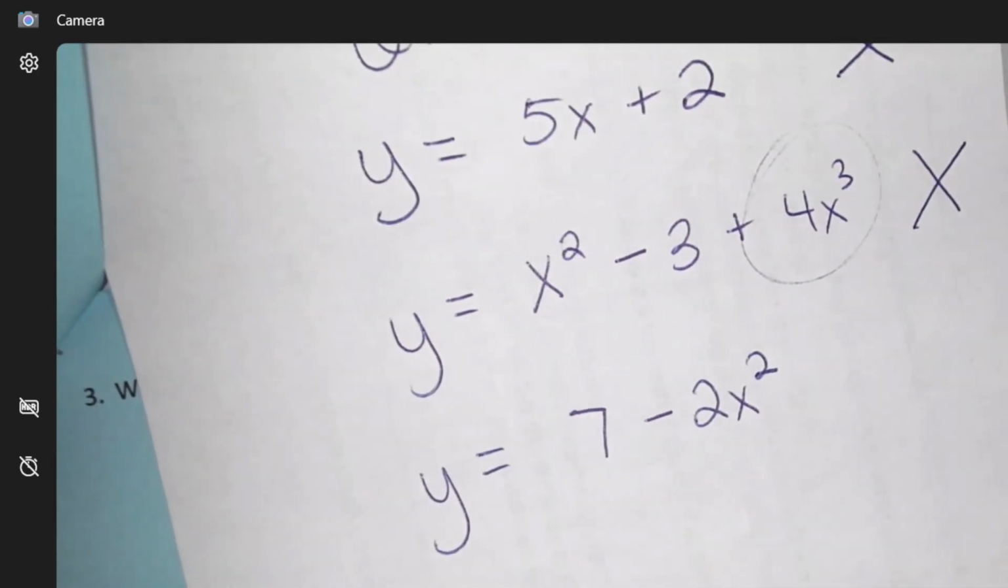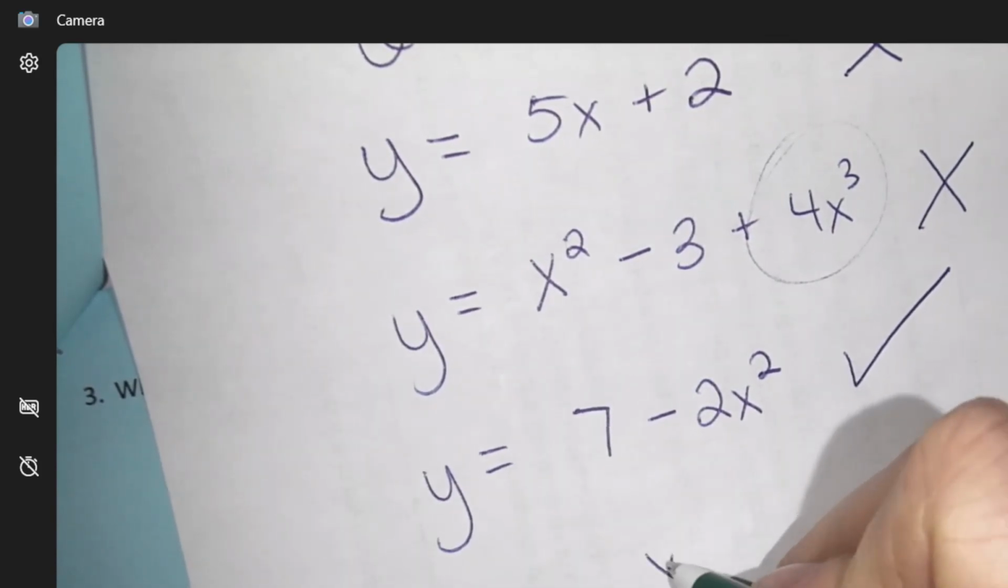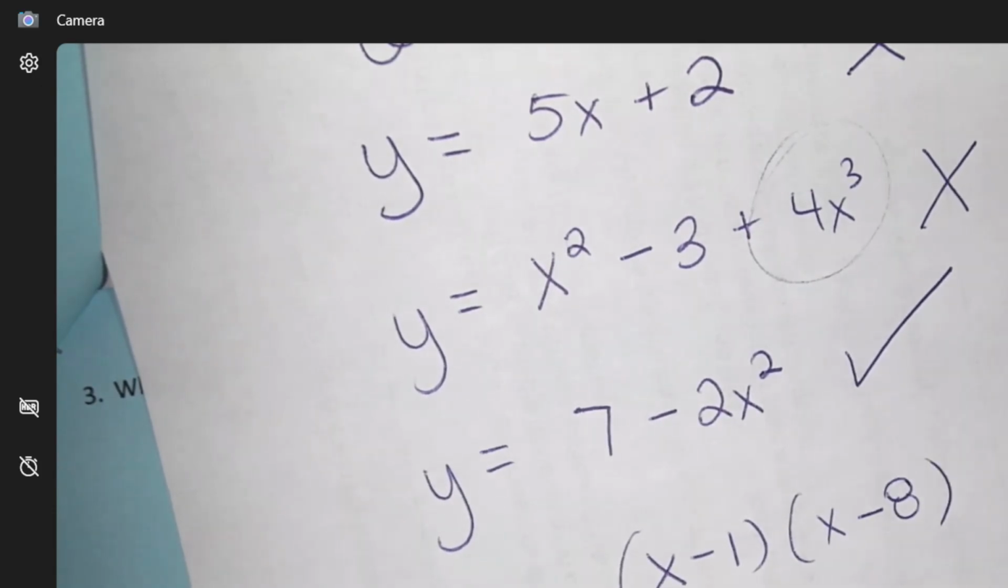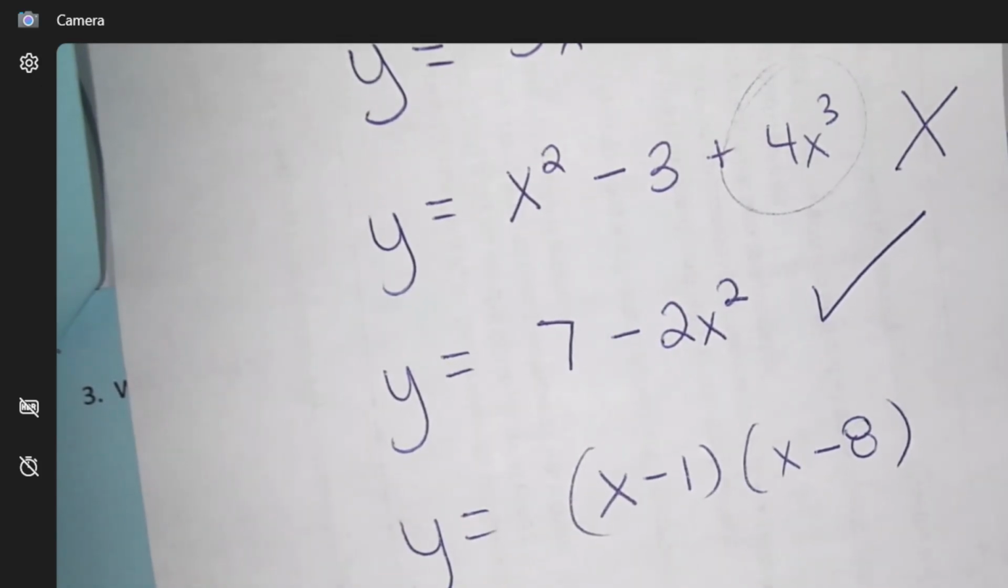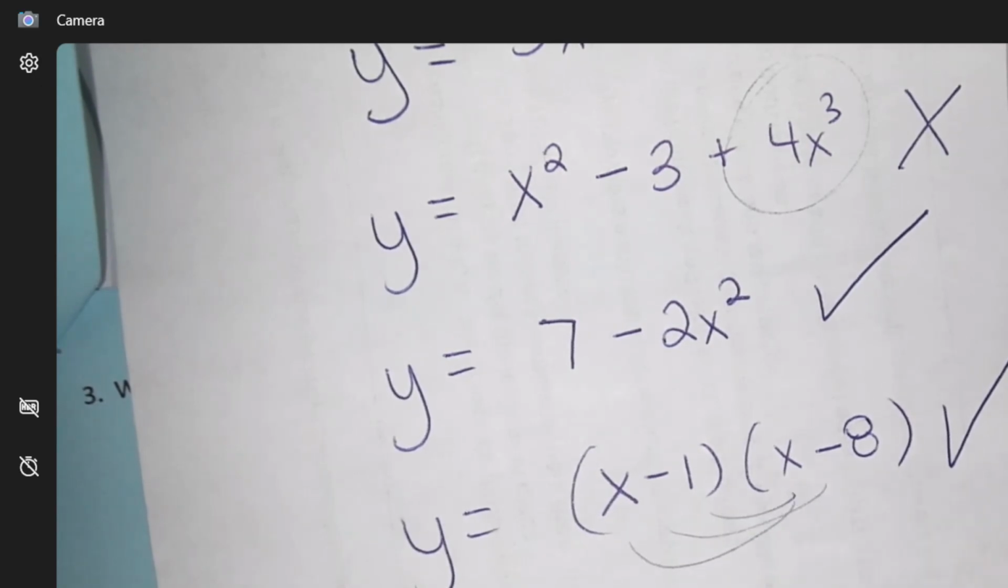Yes or no? That one is a quadratic. Quadratic, yes or no? It is a quadratic. Why? Because you've got to visualize foiling it, and if you foil it, it makes an x squared, right?